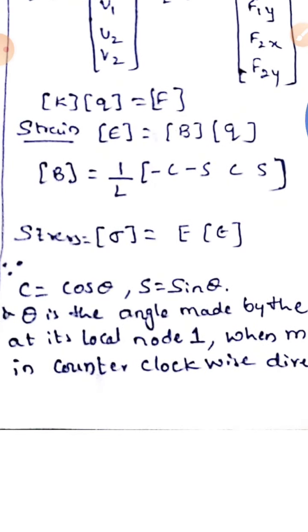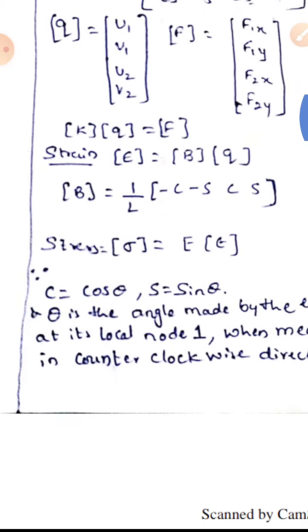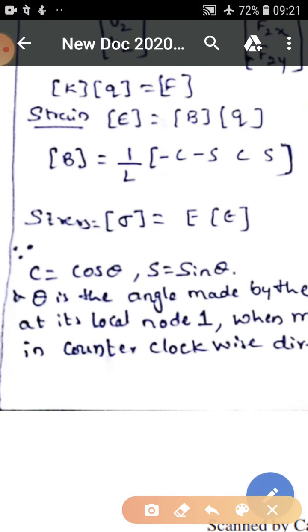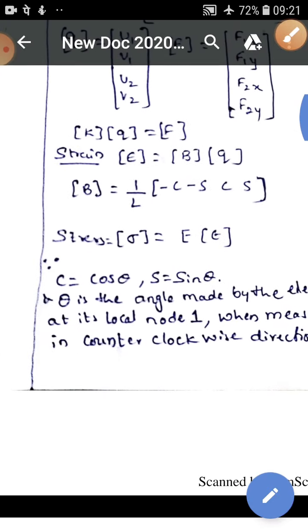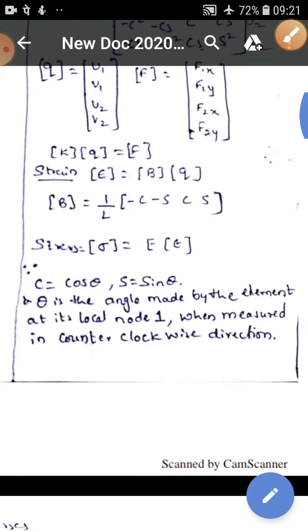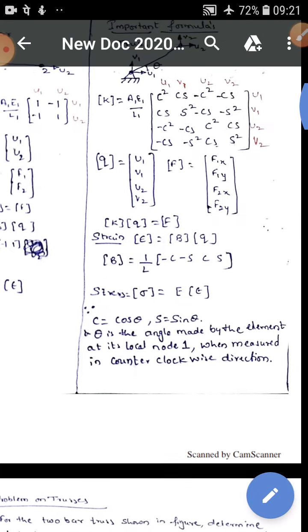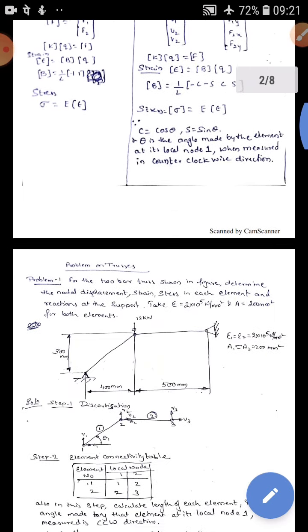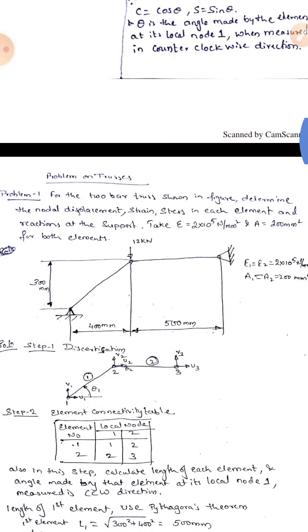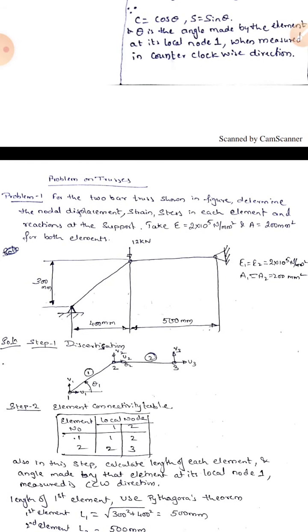Then the B matrix is 1 by L, minus C, minus S, C, S, and stress is E into strain. I have written at the end, you can see, C is cos theta, S is sin theta, C square is cos square theta, S square is sin square theta. Theta is the angle made by that element at its local node 1 when measured in the counterclockwise direction. These are the things that have to be remembered. Keeping all these points in memory, we'll solve one problem.